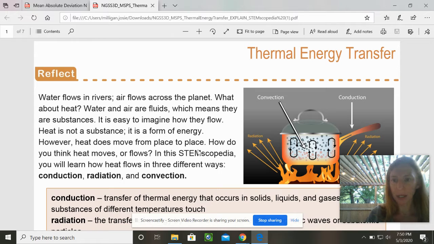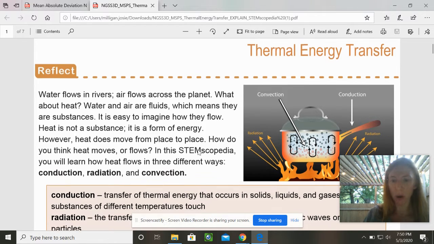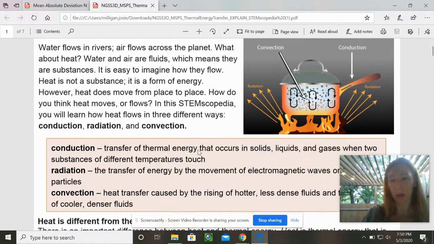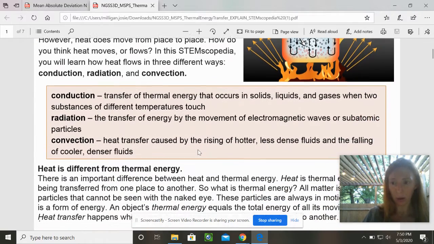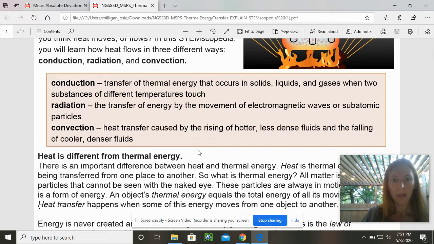But I want you to pay attention to some of the pictures here. We have radiation as an effect, and then the convection and the conduction as more of a cause. So please pay attention to these three most important pieces of information. This is going to help you when you are going through your vocabulary. So conduction, that is the transfer of the thermal energy that occurs in solids, liquids, and gases when two substances of different temperatures touch. So conduction is about the touch. It's about material on material.